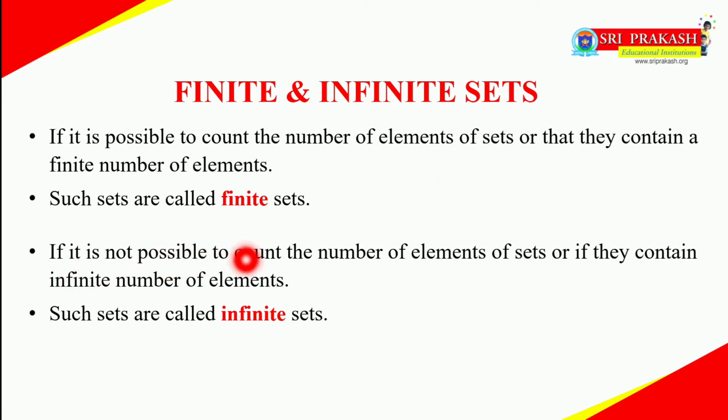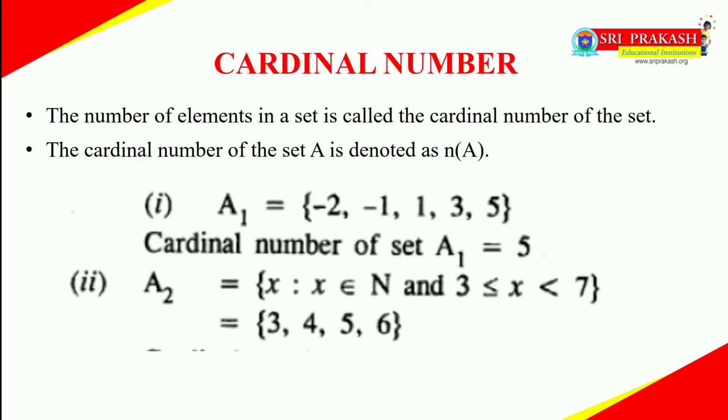If it is not possible to count the number of elements of a set, or if a set contains an infinite number of elements, then it is called an infinite set. For example, multiples of 6. What are the multiples of 6? 6, 12, 18, 24, and so on, which is infinite. So multiples of 6 is a best example of infinite sets, whereas factors of 6 is a best example of finite sets.